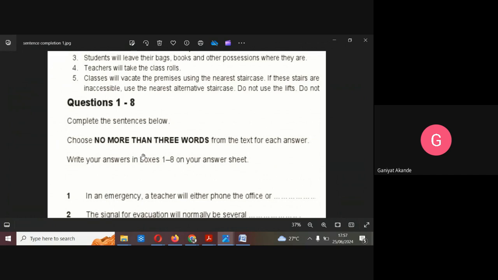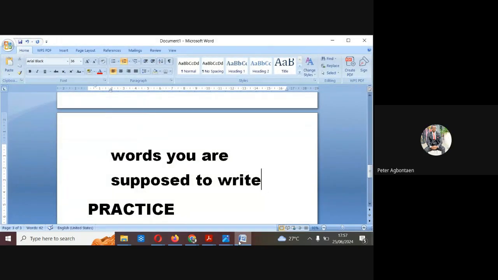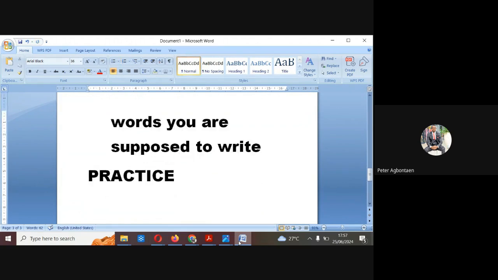And let me say that again, I will explain it. If you violate the instructions for this question, even if you are right, they will mark you wrong. And what in the world does that mean? Let me tell you. You know, in this question, they said in an emergency, they will dash, and we've been told to write no more than 3 words. Now, let's assume for a moment that the answer to the first question is very tall man.